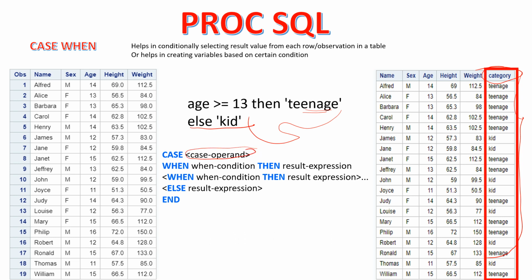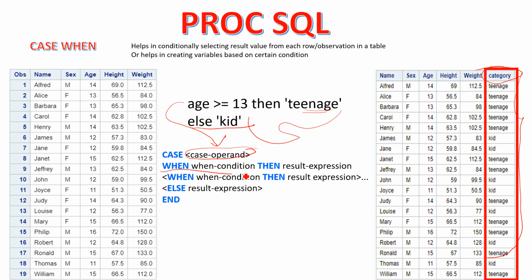This is nothing but the variable on which you want to apply the condition. In our case, the age variable is the case operand. But this is only useful when you have to perform the operation on one variable itself. If you have to perform the operation on more than one variable, then it's not useful at all. So in our example, we will not go ahead like this. We will learn how to use case when even if we have more than one variable.